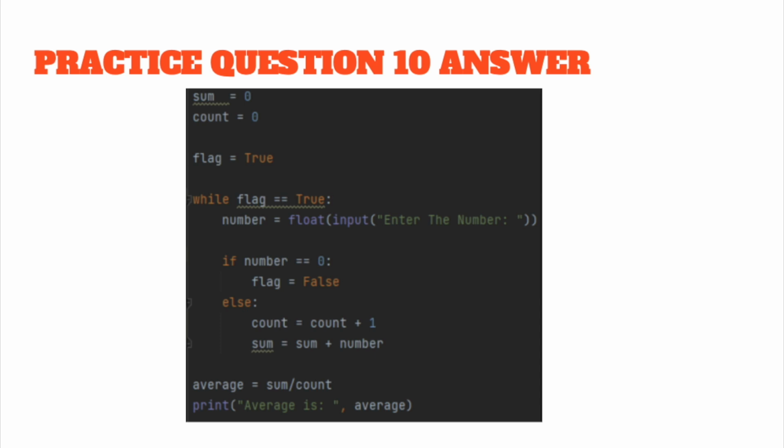So this is one possible solution. Of course, there's multiple ways to do this. You might have done it in a different way, provided you get to the same answer and you enter a few numbers and manually check whether the average is coming out and it exits at 0, you're okay with it.